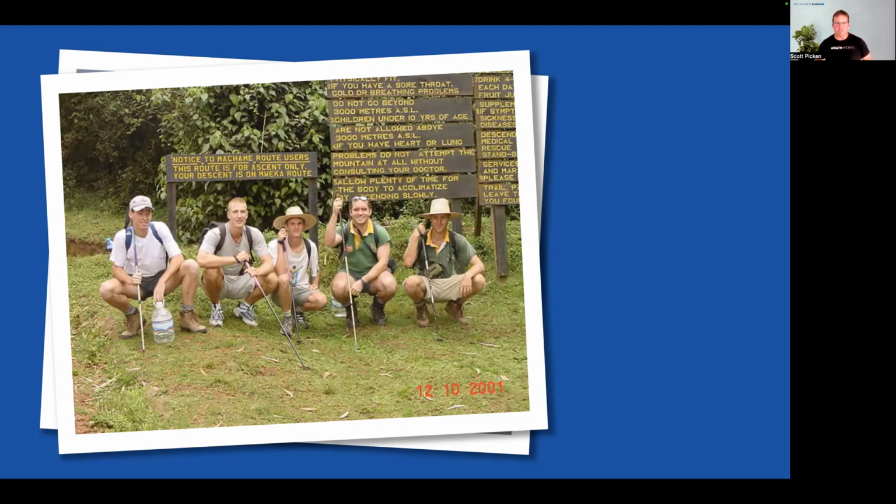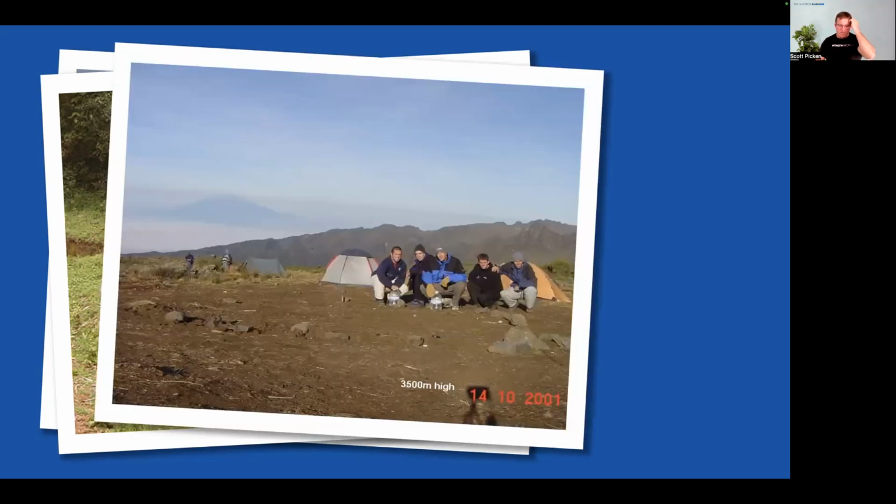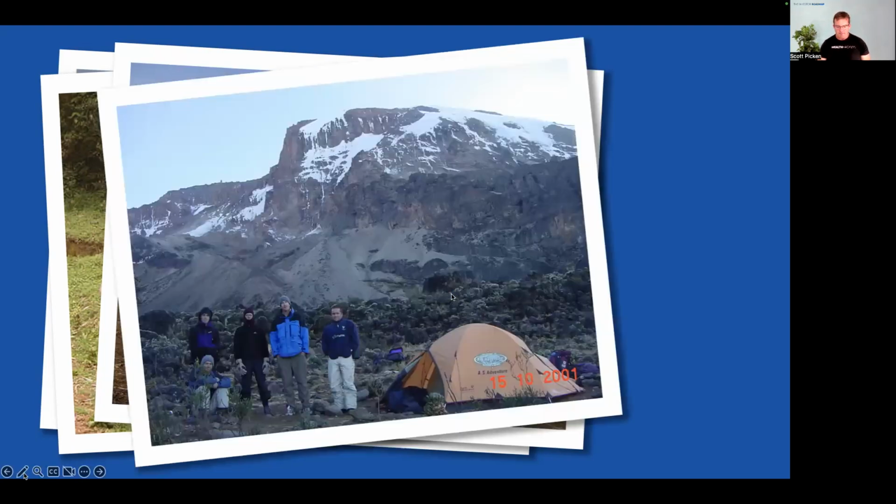We're about to go and climb the tallest mountain in Africa. This is us on day 3, and we're about 3,500 meters high now. You can start to see the circumference of the earth. We're above the clouds, and there's a lot less vegetation up here.